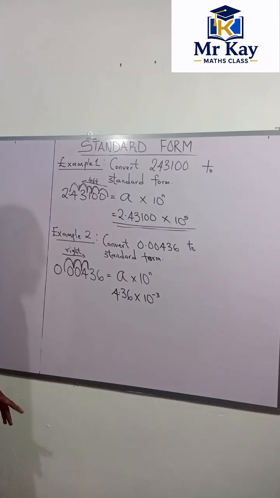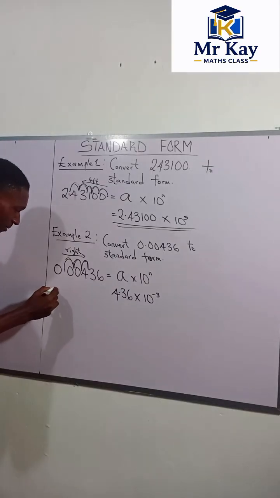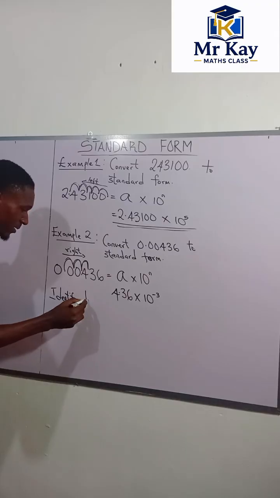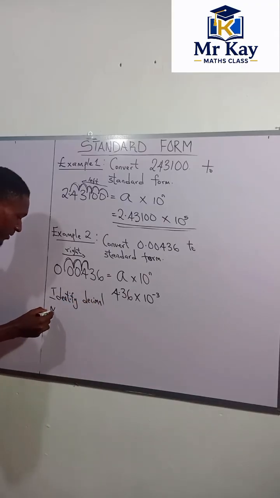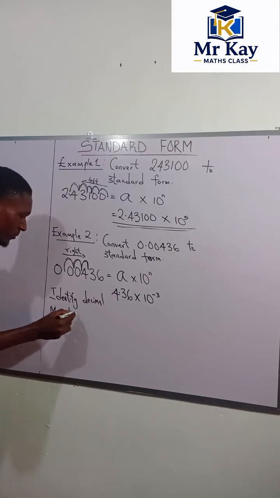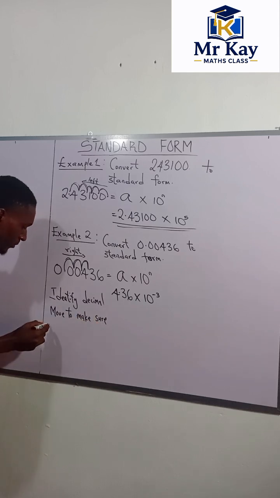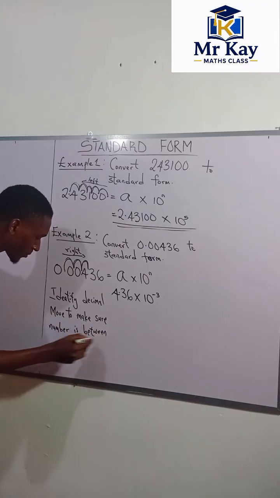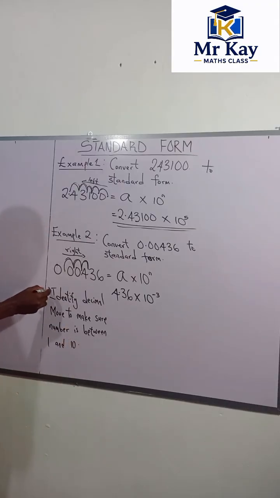Is this taken? These are two different examples. The first step to follow is what? Identify your decimal point. Then move it to make sure that the number is between 1 and 10. Are you getting it?